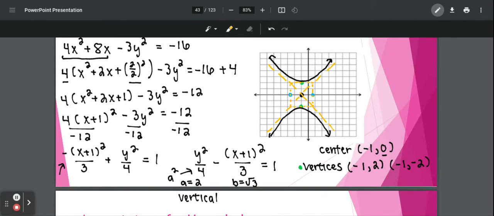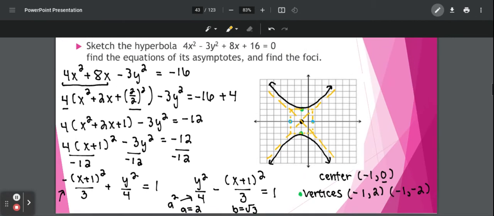Now we still have to find the asymptotes. And so remember your equation for asymptotes for a vertical hyperbola are y equals k plus or minus a over b times (x minus h). Okay? And our center is negative 1, 0. So our h is negative 1 and our k is 0.